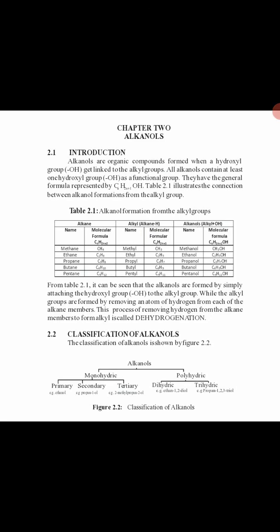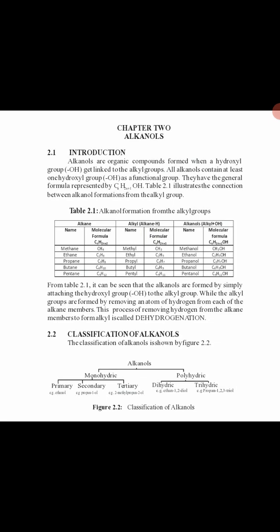CH3 is methyl. If I bond it with OH, you have CH3OH. Then the name is either called methyl alcohol or methanol. You have C2H5, which is ethyl, bonded to OH. You have ethyl alcohol or ethanol, the regular ethanol we know, C2H5OH. So that's the simplest definition.